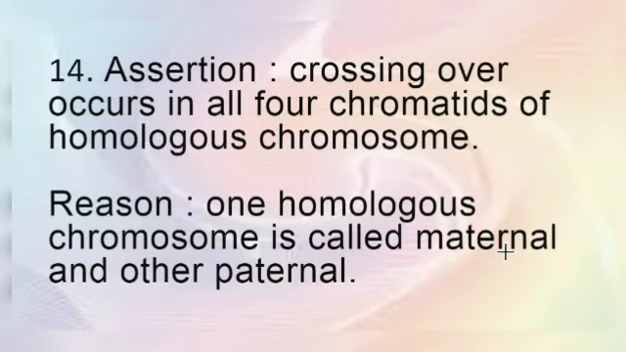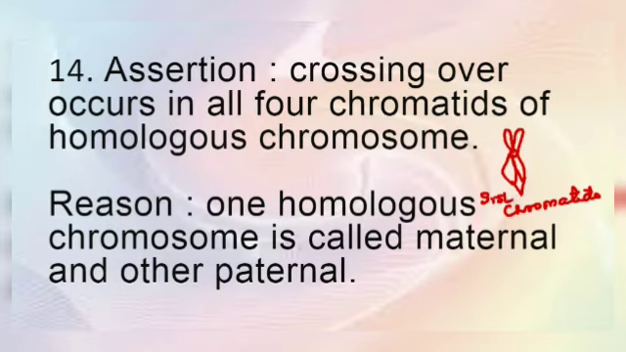Crossing over occurs in all four chromatids of a homologous chromosome. If you see one chromosome, it has got two arms. These two arms are called chromatids. The arms of the same chromosome are called sister chromatids. Suppose there is another homologous chromosome. This also has sister chromatids, but crossing over occurs between non-sister chromatids. They should not be sister. So it's not happening between all four chromatids. It happens only between non-sister chromatids.